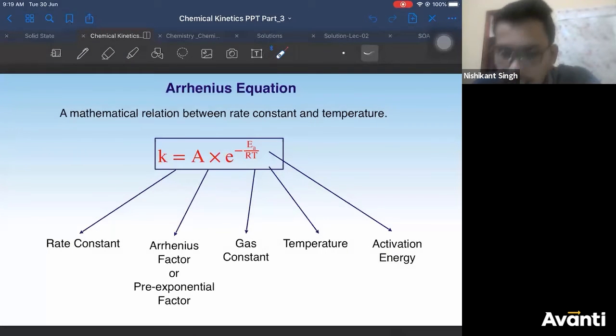Now we are starting with the Arrhenius equation. Good morning, Sakshi. You're late, Sakshi.